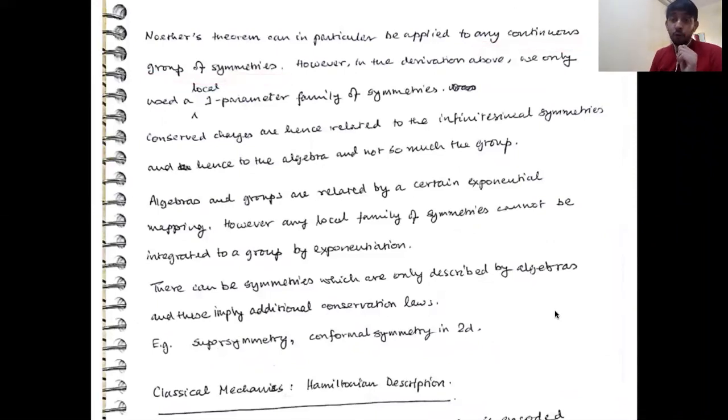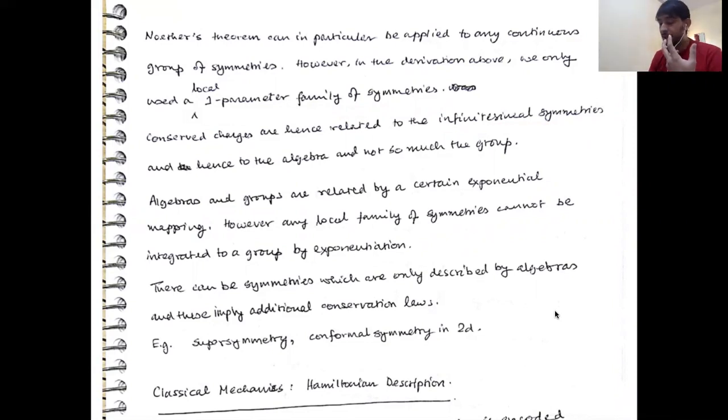But you remember that for what we did, again, we used this local one parameter family of symmetries. So these conserved charges that we have defined are related to the infinitesimal symmetries and hence to the algebra, and not so much to the group. Okay, so what's the difference between an algebra and the group? As you can understand, something that's defined locally and something that's defined globally, if you wish.